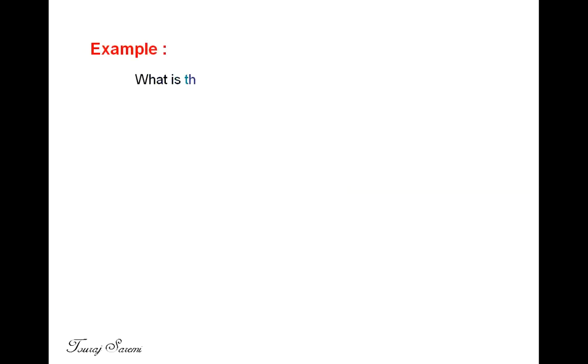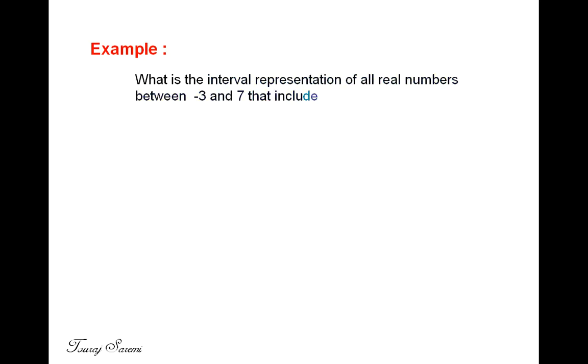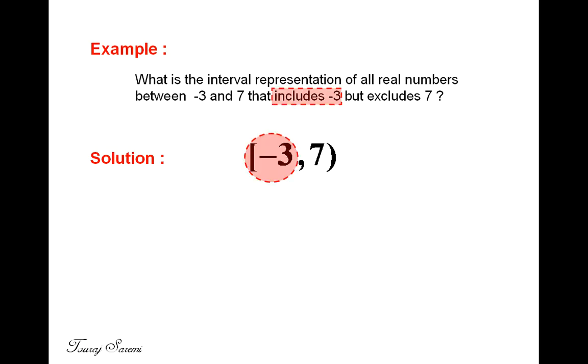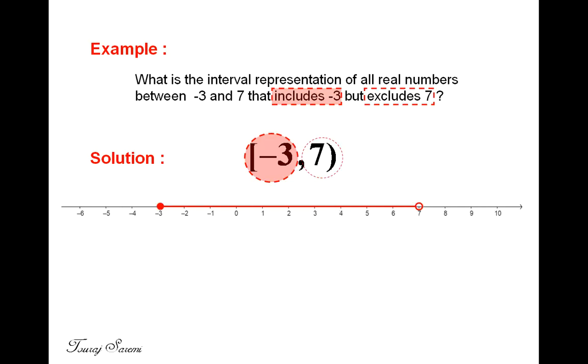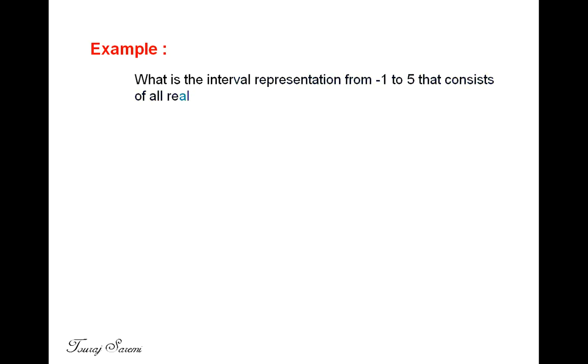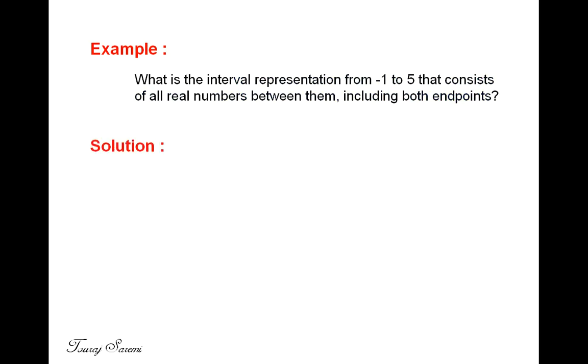Example: what is the interval representation of all real numbers between -3 and 7 that includes -3 but excludes 7? Solution: Example. What is the interval representation from -1 to 5 that consists of all real numbers between them, including both endpoints? Solution.